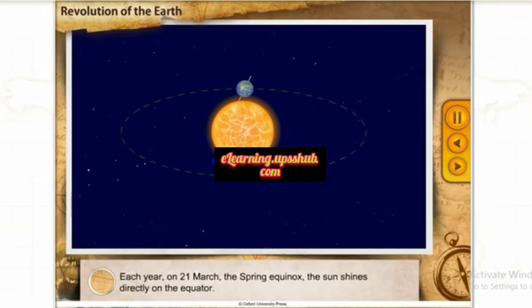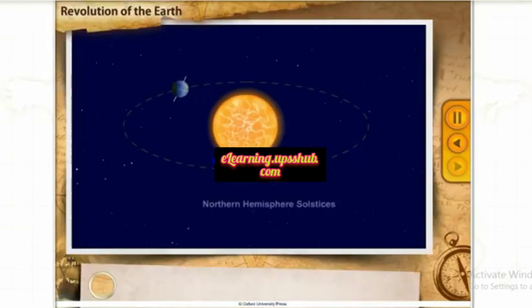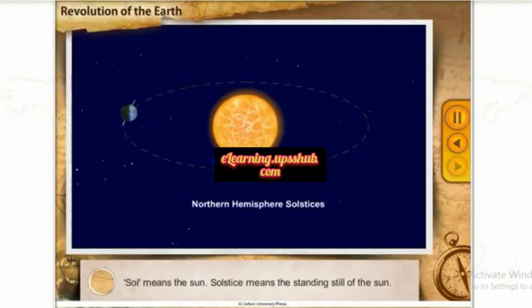On 21st of March, the spring equinox, the sun shines directly on the equator. You can see that the equinox is there because the sun is shining directly on the equator. Like we said earlier, the equator is that line that divides the earth into two halves. So you can see that on the 21st of March, we had equal day and equal night in all parts of the earth. While on 23rd of September, the autumn equinox, the sun shines on the northern hemisphere, also giving what? Equal day and equal night.